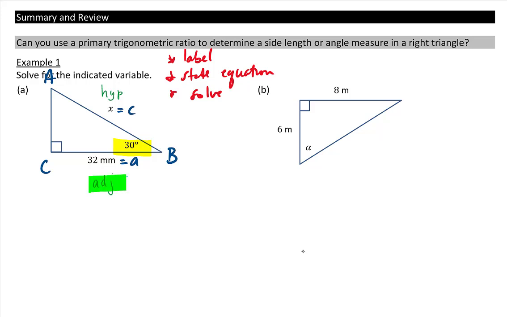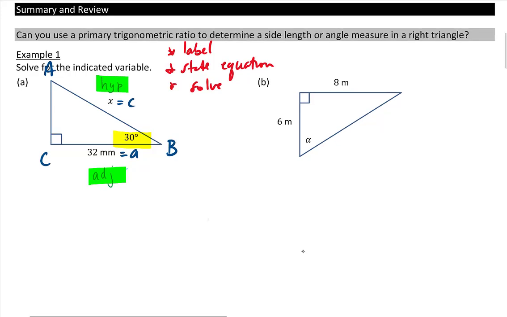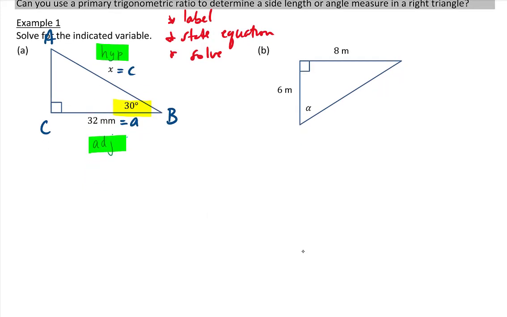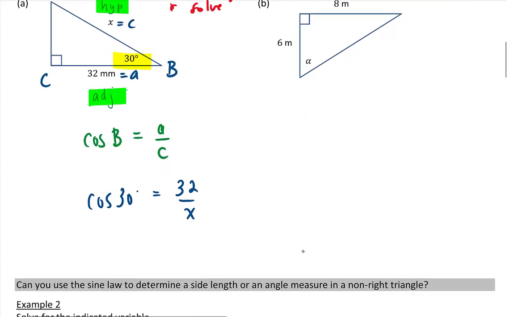So we need a ratio that has adjacent and hypotenuse. So for our first example, we are going to use the cosine ratio. And we're focused on angle B, so cosine B is equal to adjacent over hypotenuse, so A over C. Subbing in our values, we get cosine of 30 degrees is equal to 32 over X. This is the case where we have our X in the denominator.